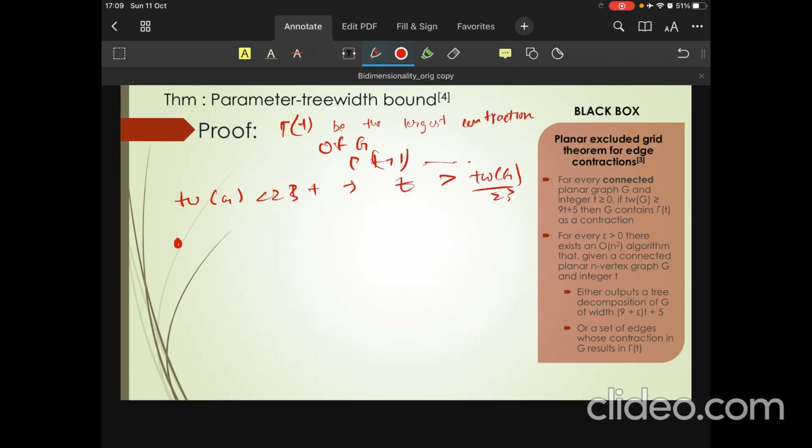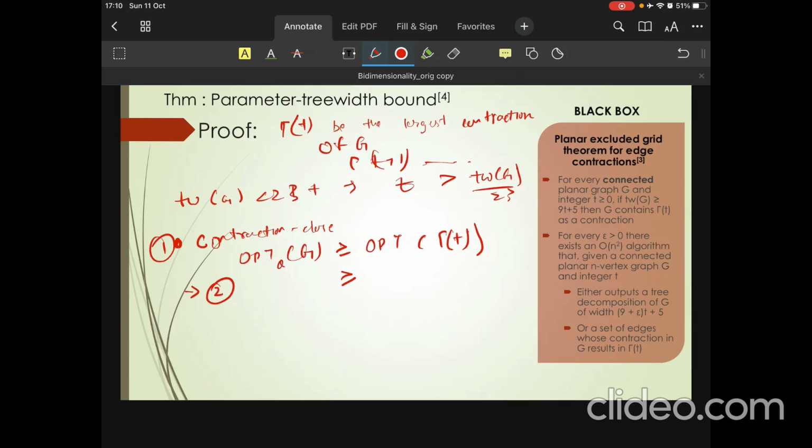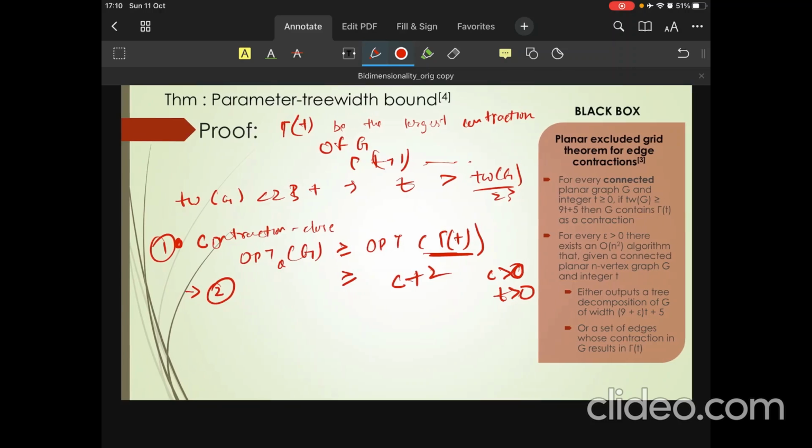So now see the first assumption of bidimensionality, which is contraction closeness, says that optimal solution of G for the problem Q is greater than or equal to optimal solution of its contraction gamma t, and it follows from the second assumption that this value is greater than some c t square for some c greater than 0 for all t greater than 0. So we have a lower bound on this.